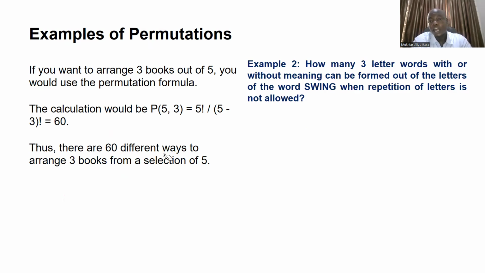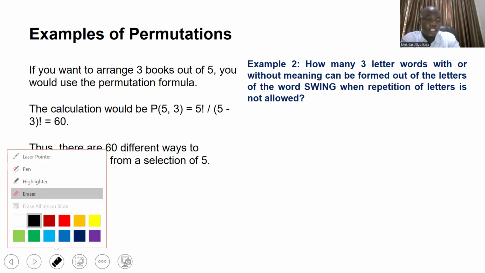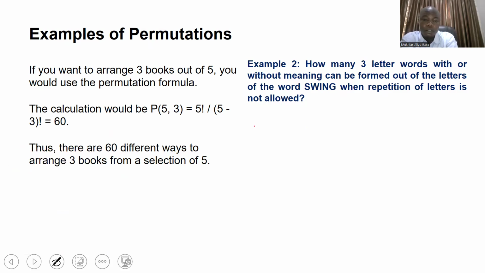Now we have another example. How many 3-letter words, with or without meaning, can be formed out of the letters of the word swing when repetition of the letters is not allowed? Since repetition is not allowed here, you apply the same factorial formula. Let me show how it is going to be.